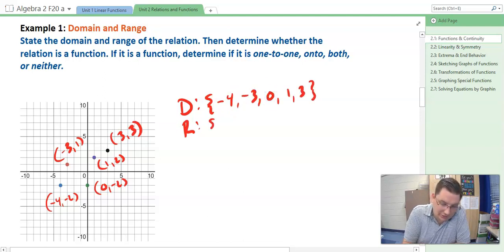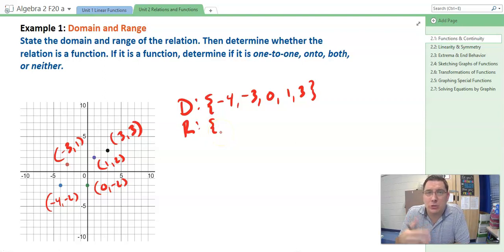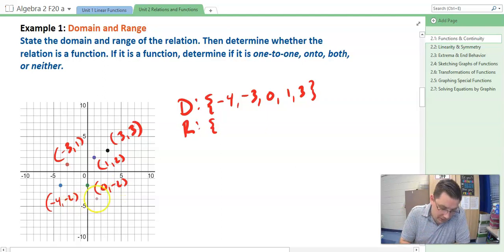And we'll do the same for the range. And again, we'll list them from least to greatest. And in domain and range, you never repeat values. So if a value happens 2 times or 3 times or 5 times, then we're just going to write it once in our domain or range. And so I've got a pair that are at -2, so I'll write the -2. Then I've got +1, +2, and +3.